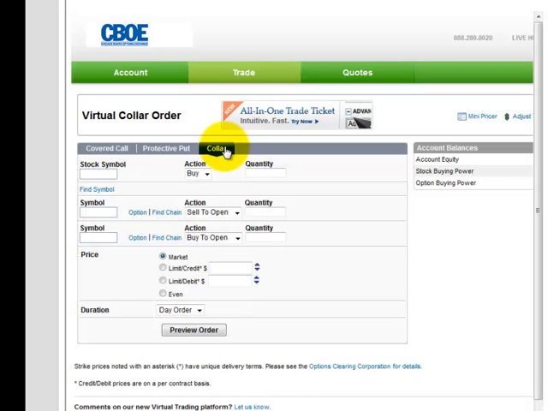So I just clicked on collar there. Now, collar means buy the stock, sell the call option, and also buy the put option. So the call option's our rental, the put option's our insurance.